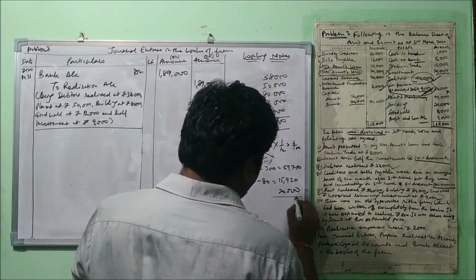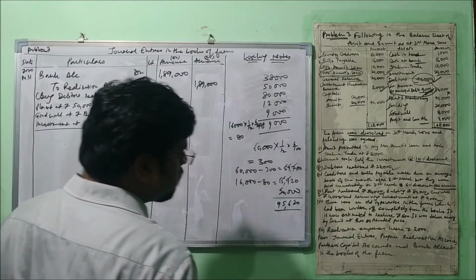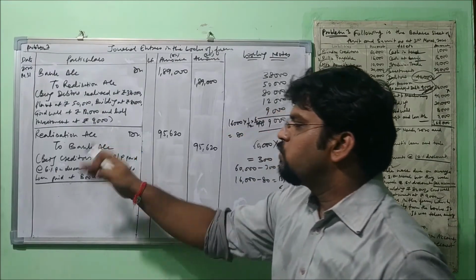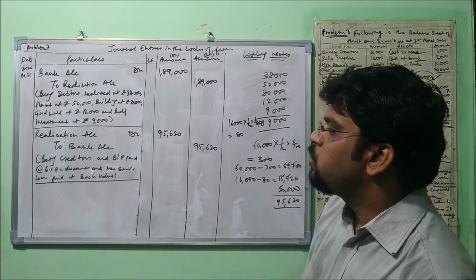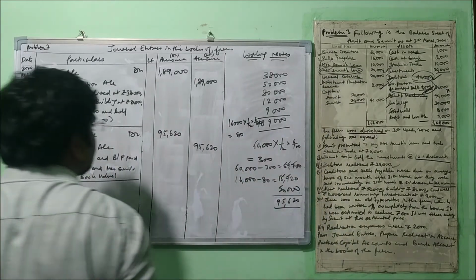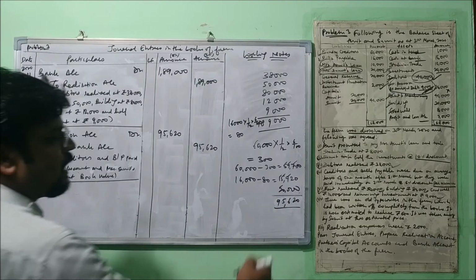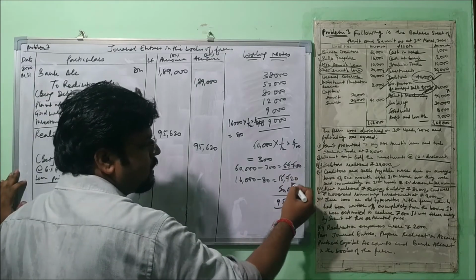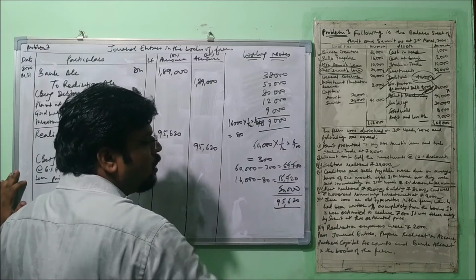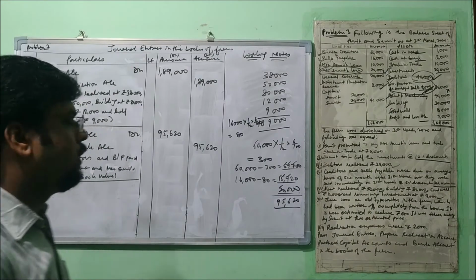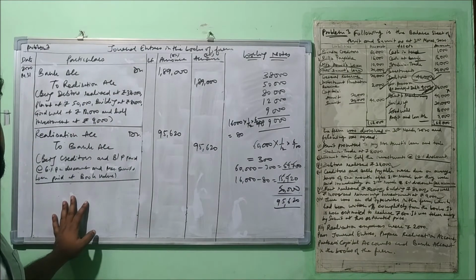Now let's make the total of this: 95,620. What entry will be passed here? Just have a look. So this will be the entry: realization account debit to bank account 95,620. Being creditors and bills payable paid at the rate of 6% per annum discount and Mrs. Sumit's loan paid at book value. Fine, we calculated this amount. This is for creditor, this is for bills payable, and this is for Mrs. Sumit's loan. So this will be done for the payment of third party liability.